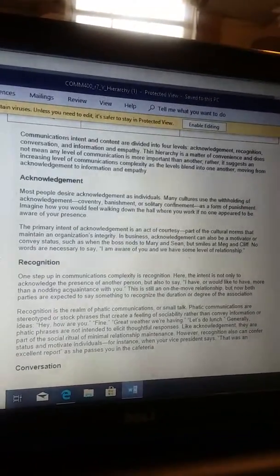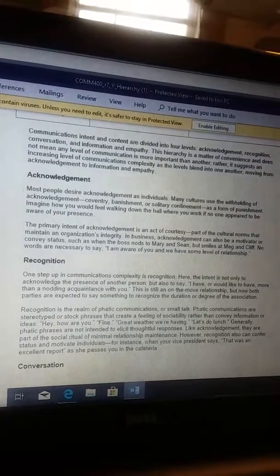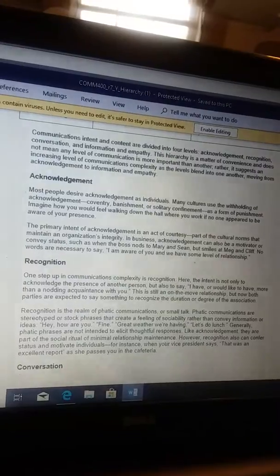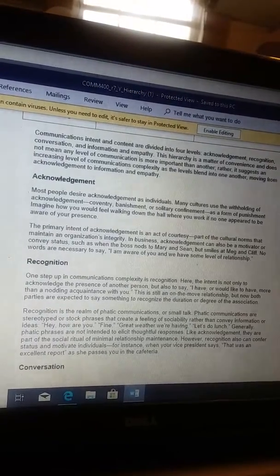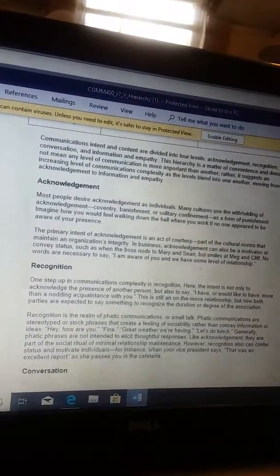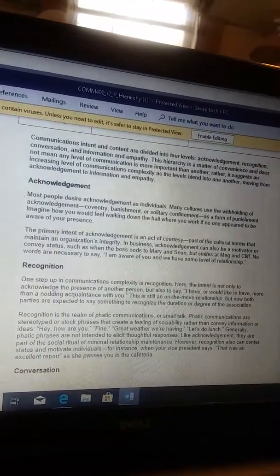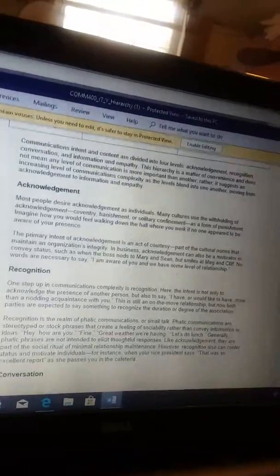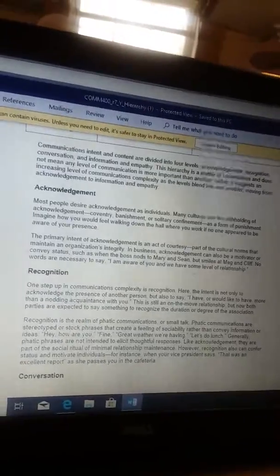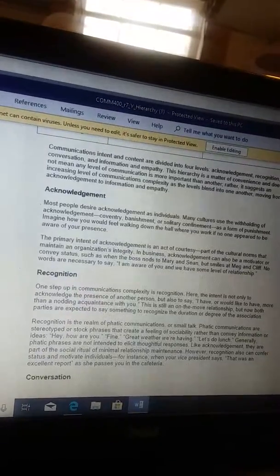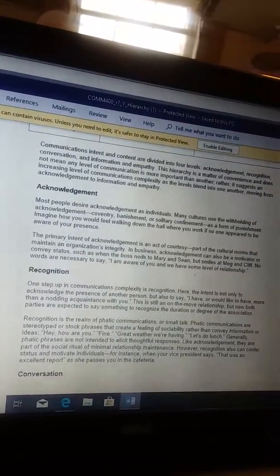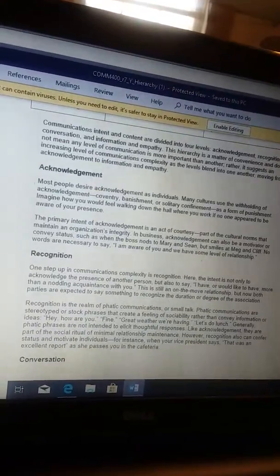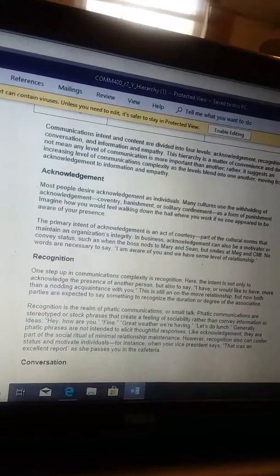Recognition. One step up in communications complexity is recognition. Here the intent is not only to acknowledge the presence of another person, but also to say, "I have or would like to have more than nodding acquaintance with you." This is still an on-the-move relationship, but now both parties are expected to say something to recognize the duration or degree of the association. Recognition is the realm of phatic communications or small talk.